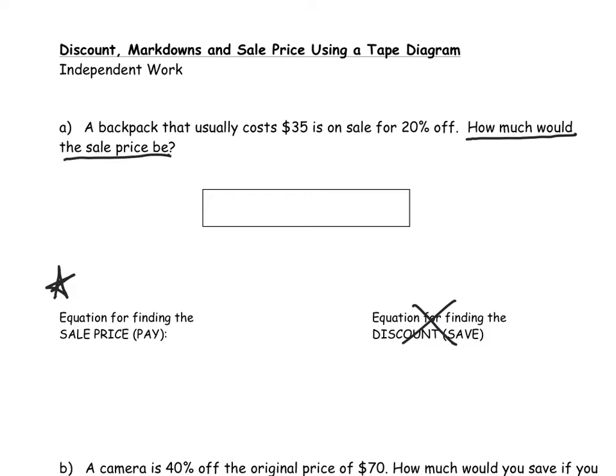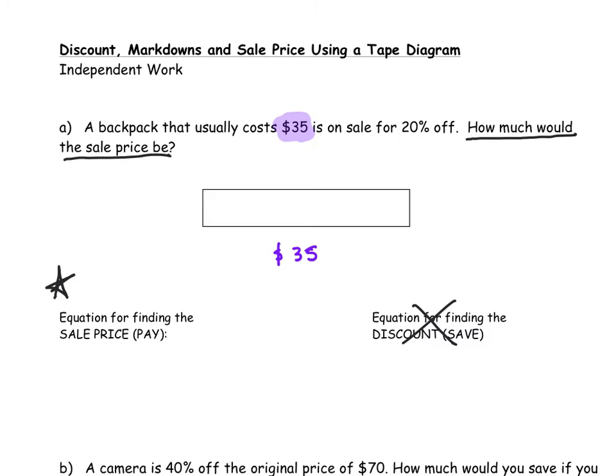So one more time, just in case you were uncomfortable with this yesterday, I'd like to go ahead and demonstrate it. So we're going to start by reading the problem. A backpack that usually costs $35 is on sale for 20% off. How much would the sale price be? So we only need to find what we're going to pay. So let's look at what they gave us. They told us that the cost of the backpack is $35. So that means this entire tape diagram is worth $35.